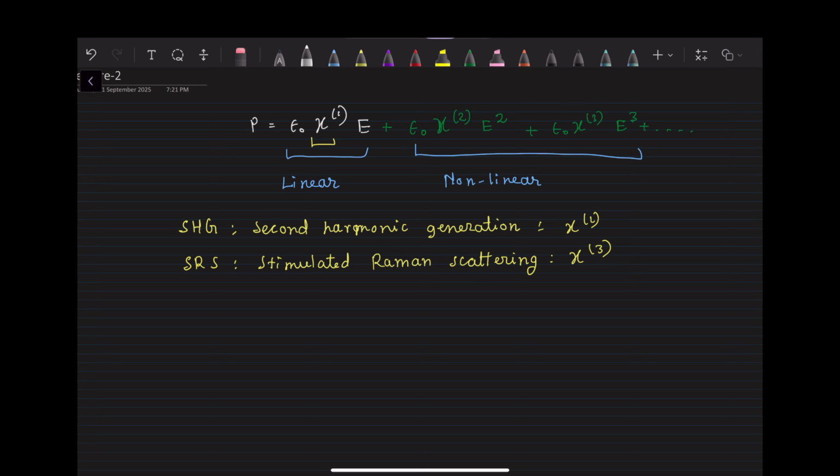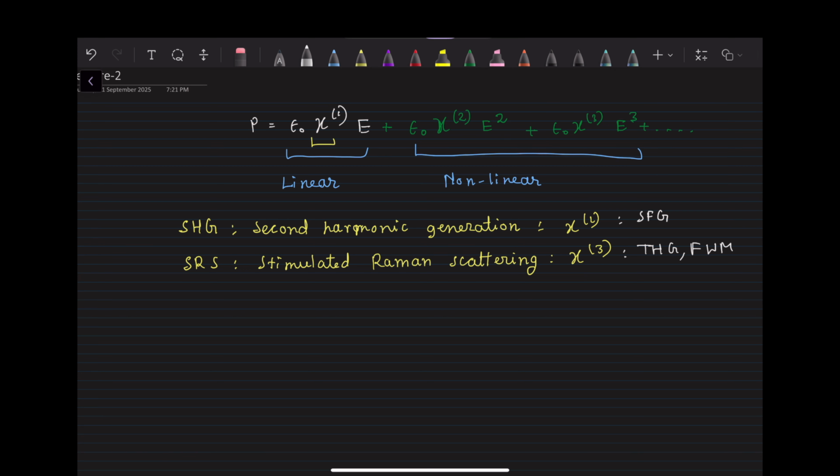Like in the second order, we have SFG, that is sum frequency generation, and then here we have things like third harmonic generation, four-wave mixing in general, or Brillouin scattering, etc. We'll talk about all those effects one by one.